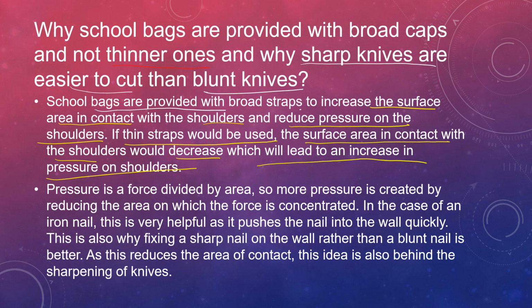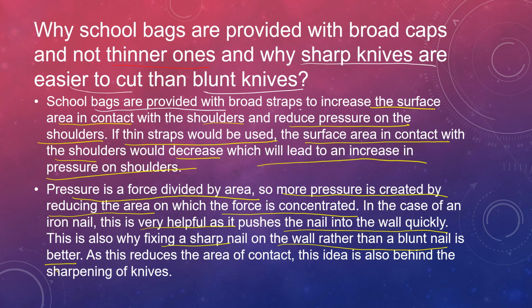What is pressure? We have discussed that pressure is force divided by area. So more pressure is created by reducing the area on which the force is concentrated. If you reduce the surface area, the force will be concentrated. In that case, the iron nail is very helpful as it pushes into the wall quickly. This is why a sharp nail is used rather than a blunt nail, because it can be pushed into the wall quickly by applying the same force, much more easily than a blunt object. So on the wall, a sharp nail is better than a blunt nail.